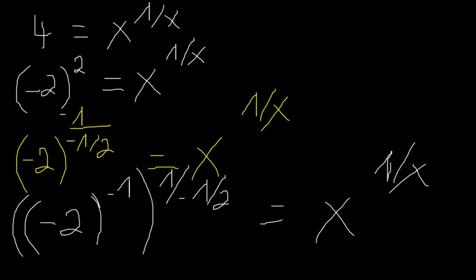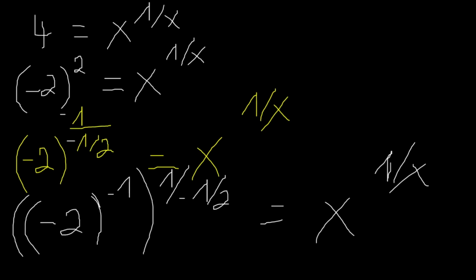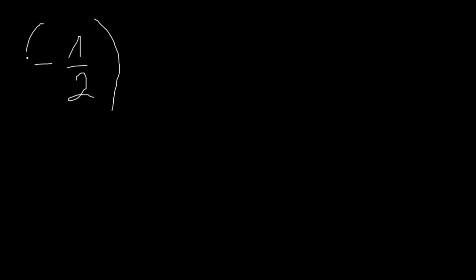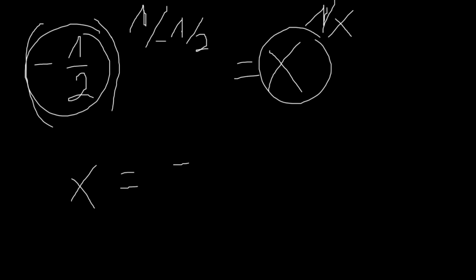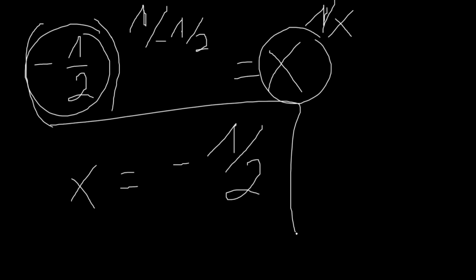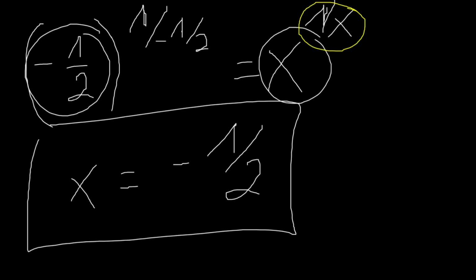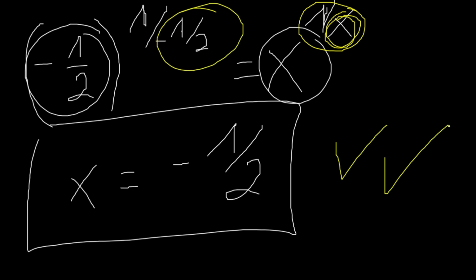Okay, from here, what are you seeing? You are seeing negative half, because 2 to the power negative 1, you can bring it down, times 1 all over negative half, equals x to the power 1 over x. Hence, our x will be equal to minus half. Okay, since from here we have our x inside here, this is the value, that's minus half. And we come to the end of this.